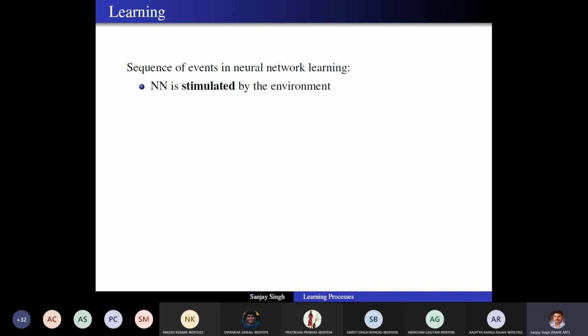Then, when we say learning, the sequence of events in neural network learning are few. First of all, the neural network is stimulated by the environment, meaning you give the input to the neural system and those values start being calculated, and as somebody says, neurons get fired. The neural network undergoes changes in its free parameters as the result of this stimulation. During this particular process there is something called the forward pass and the backward pass. Those things we'll discuss after a few more lectures.